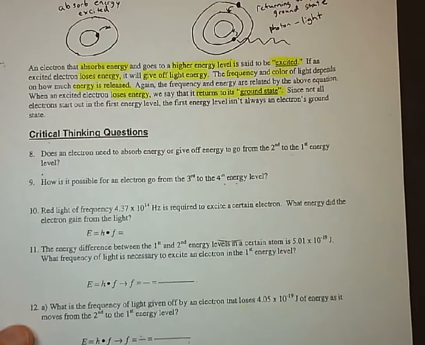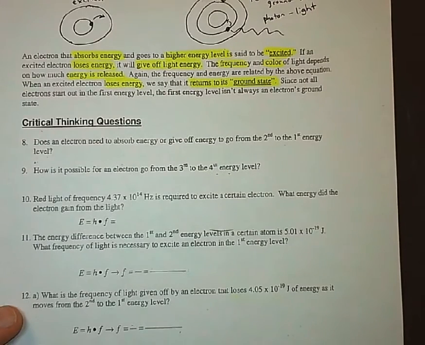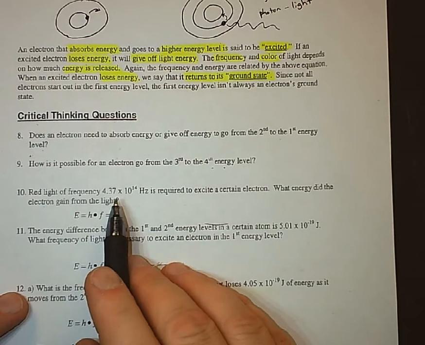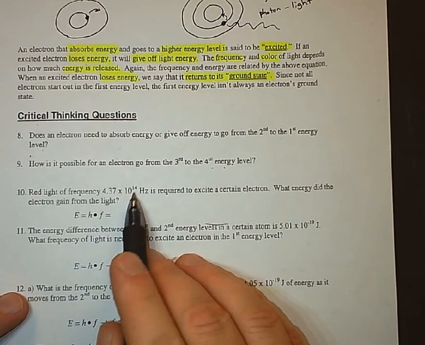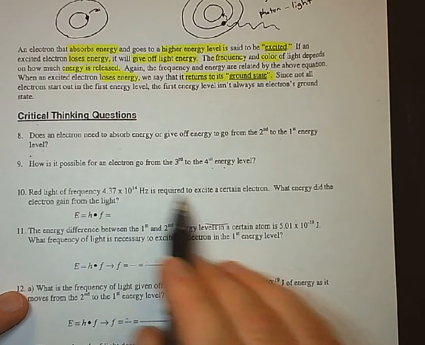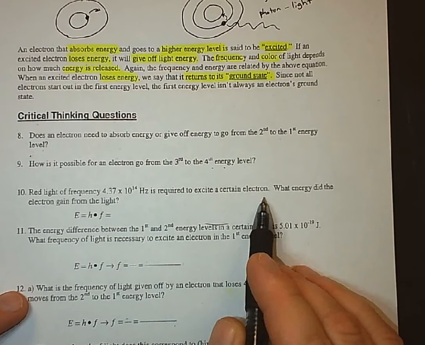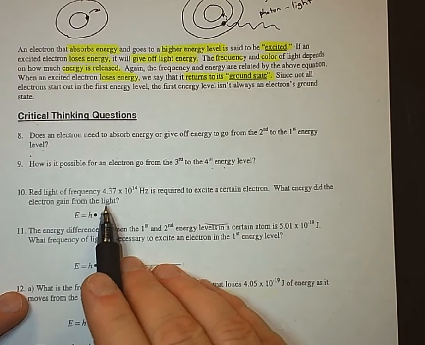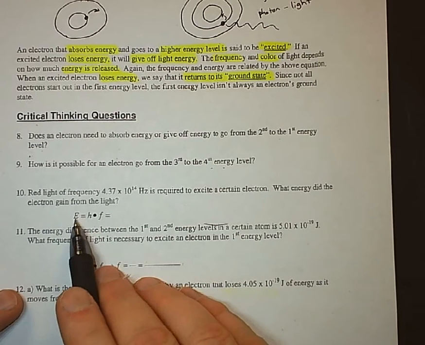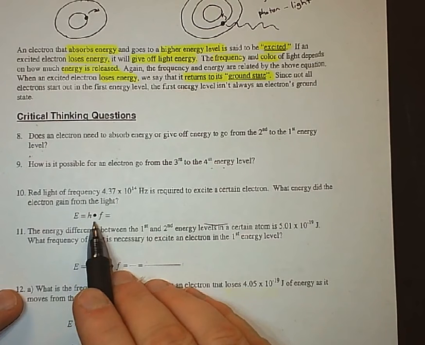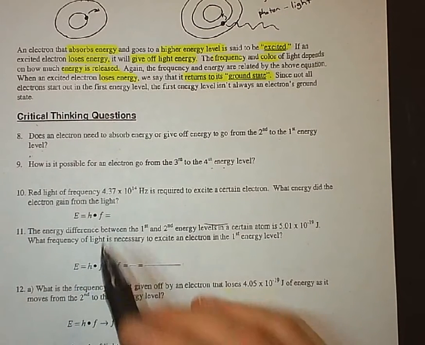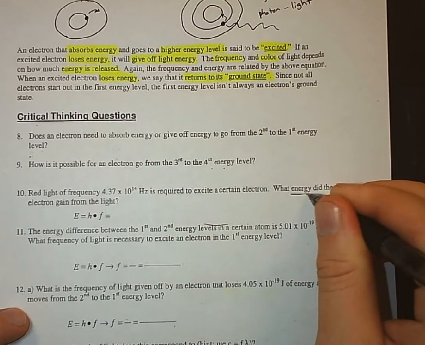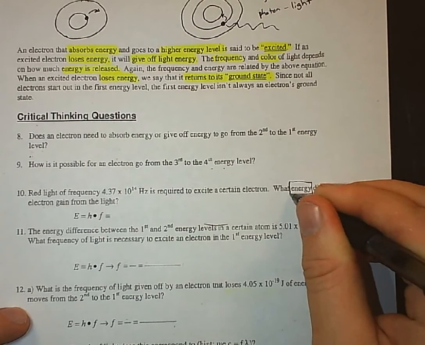All right, so now let's do some math. Number 10, red light has a frequency of 4.37 times 10 to the 14th hertz. It's required to excite a certain electron. What energy did the electron gain from the light? Okay, so we're using the equation energy equals Planck's constant times frequency. So we want to know our energy. Place a box around energy.